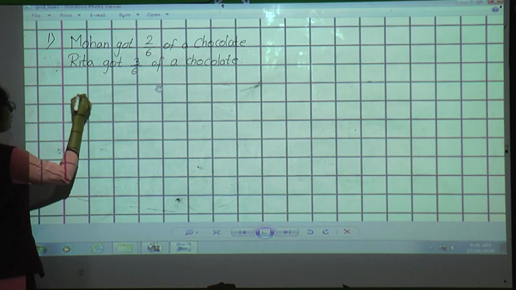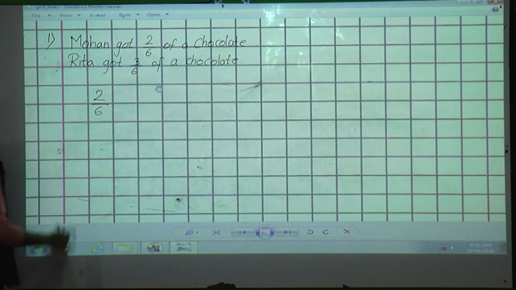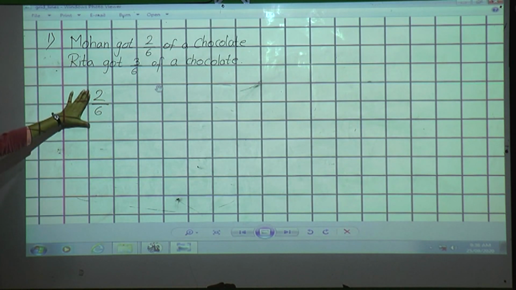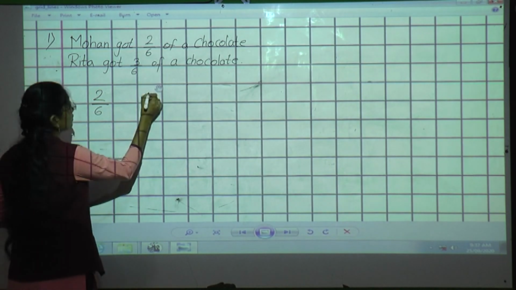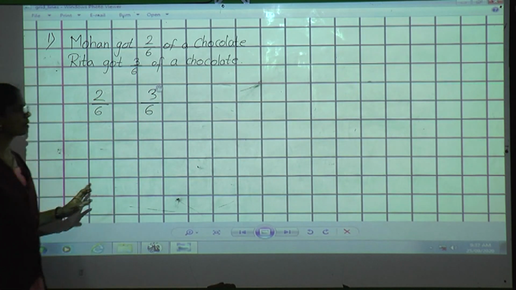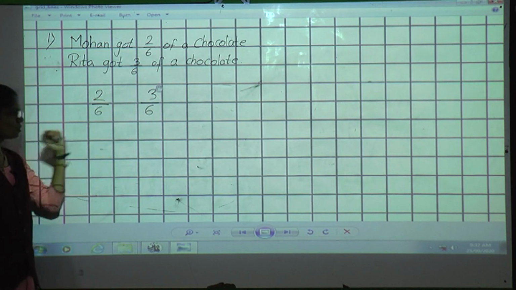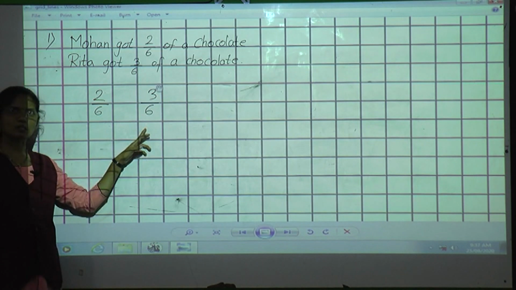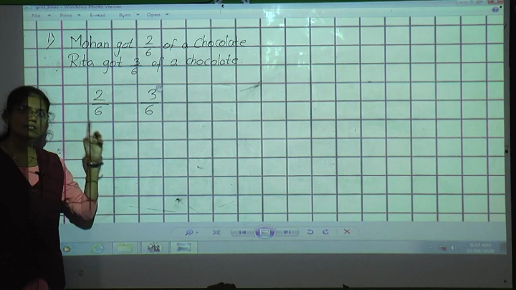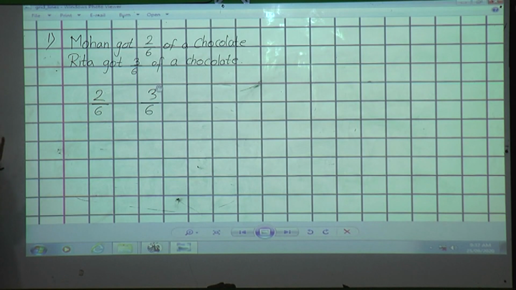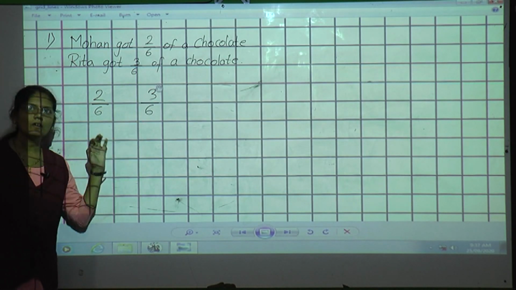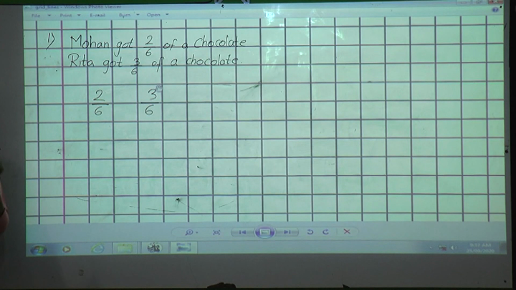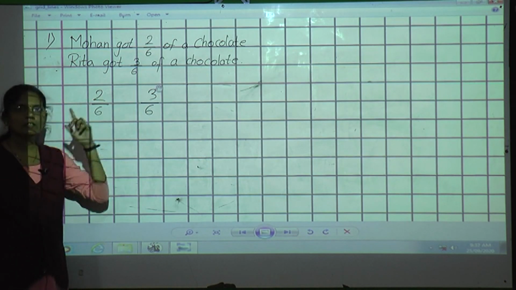So see here, look at the board, 2/6. Mohan got 2/6 fraction of the chocolate and Rita got 3/6. Now students, see both are like fractions, because the denominator is same. So now we have to do the comparison of these two fractions. If the fractions are like fractions, how will you compare them? Yes, we have to see only the numerator.